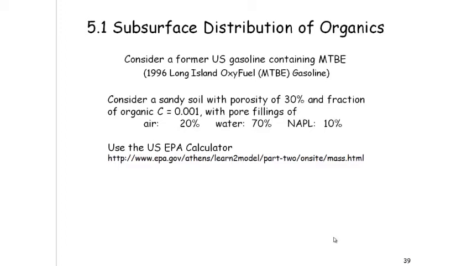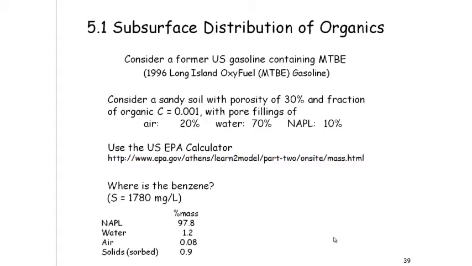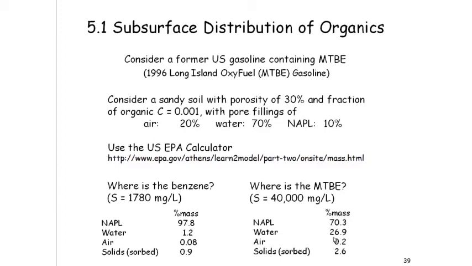We can use this calculator to try and determine where's the benzene. Benzene's quite soluble for an organic chemical. But where is it? Well, the calculator tells us that virtually all the benzene occurs in the NAPL phase. Even though it has a significant solubility, very little of it is in the water. What about MTBE? Well, MTBE is 20 times as soluble as gasoline. Where does it occur? Well, again, virtually all of it occurs in the NAPL and in the water. Again, the NAPL still dominates. So even chemicals that are very soluble can still be found mainly in the NAPL under these sorts of conditions.